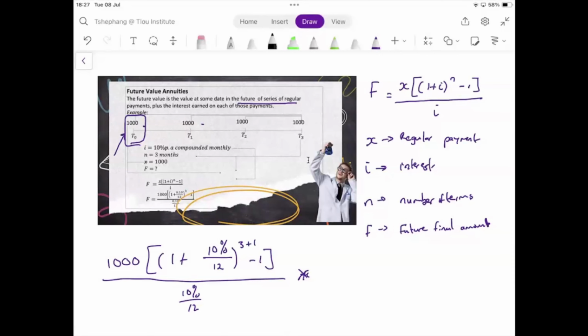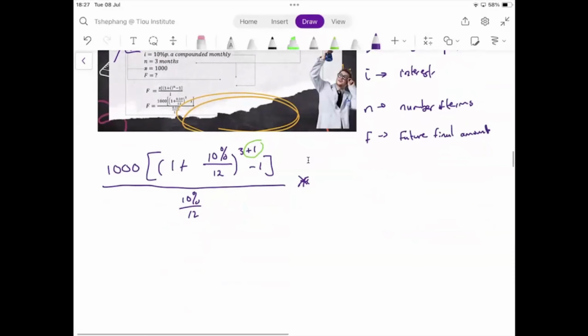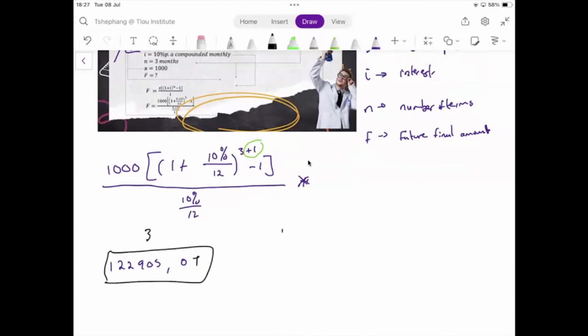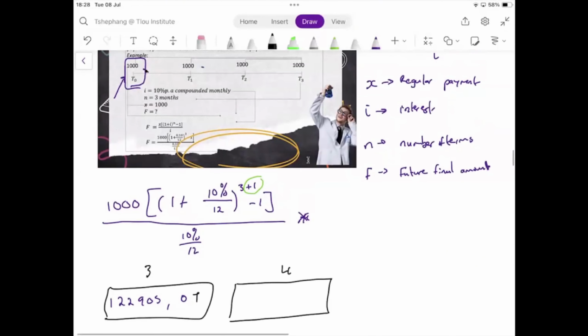Now, without the plus 1, I'm getting an answer in the chat, and that's 122,905.06 or .07 if I'm converting to 2 decimal places. That is without, that is 3, and then 4 will give us a different answer because now we've added this very first payment.